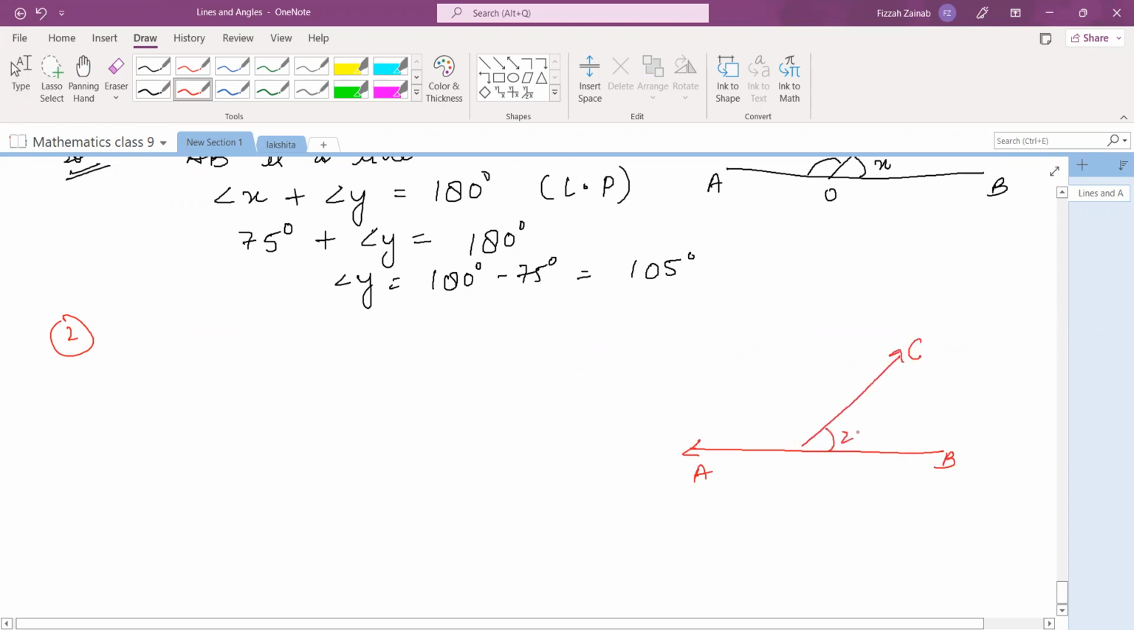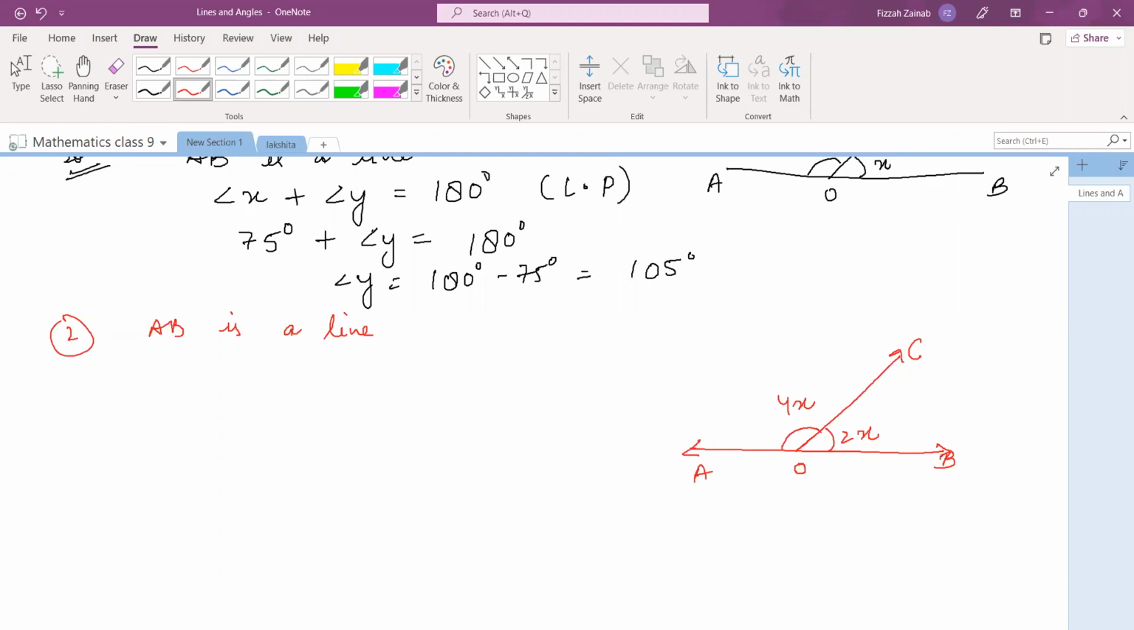If this angle is 2x and this angle is 4x, you have to find the value of x. Again, AB is a line. This I'm giving that AB is a line. Is it 4x? Yeah, it is 4x. This one is 2x.